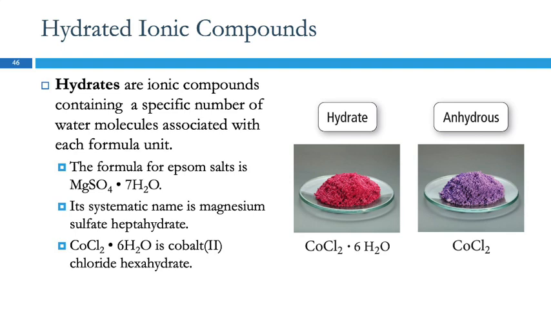So some ionic compounds have water molecules within their crystal structure, and these are called hydrates because they have water in them. So here we have pictures of cobalt 2 chloride hexahydrate. This compound has 6 water molecules for every formula unit when it crystallizes, and it has this pretty pink-red color. And anhydrous, meaning without the water, cobalt-2 chloride is purple in color.